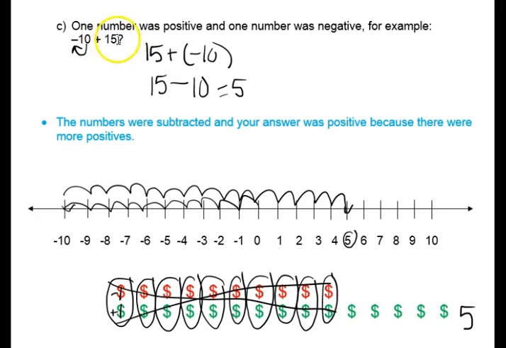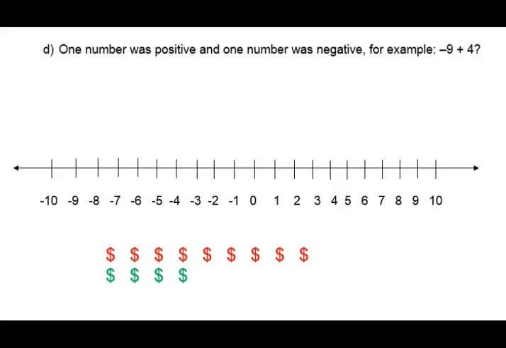We had 15 positives and 10 negatives. And we showed that with the money. We had more positives than we did negatives, so our answer would have to be positive. And we subtracted because negative is the same thing as taking away. Let's come up with a different situation where one number is positive and one number is negative.